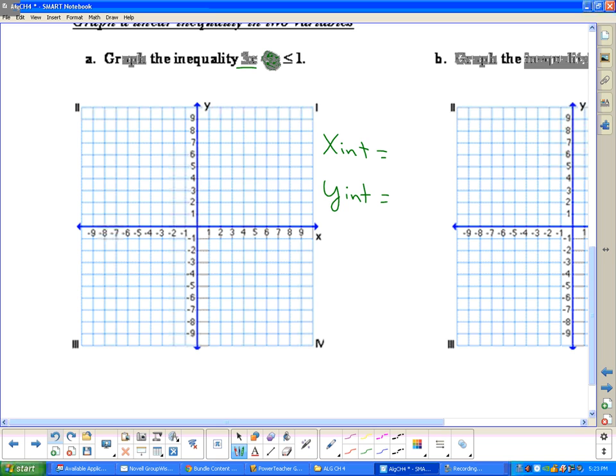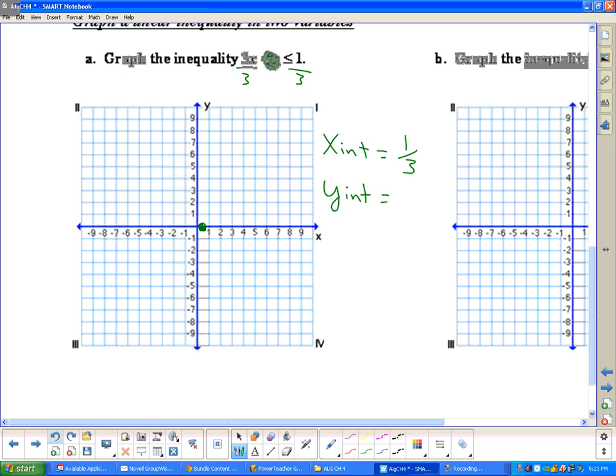I know it's kind of a weird point because it's a fraction, but I'm going to kind of guess it in there. It's not even halfway between 0 and 1, so I'm going to put it about here on my graph, and so that's where the x-intercept is. For the y, it's going to be a little different, but I'm going to do the same thing.